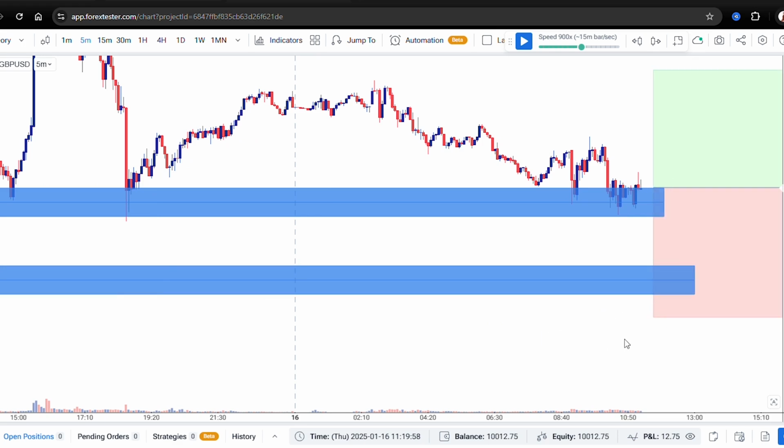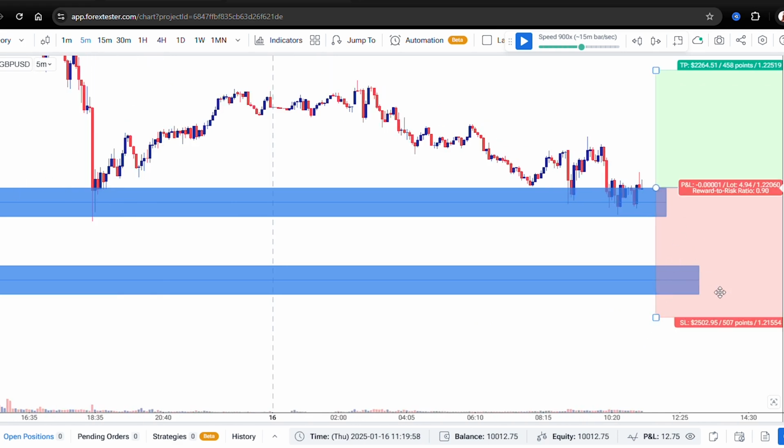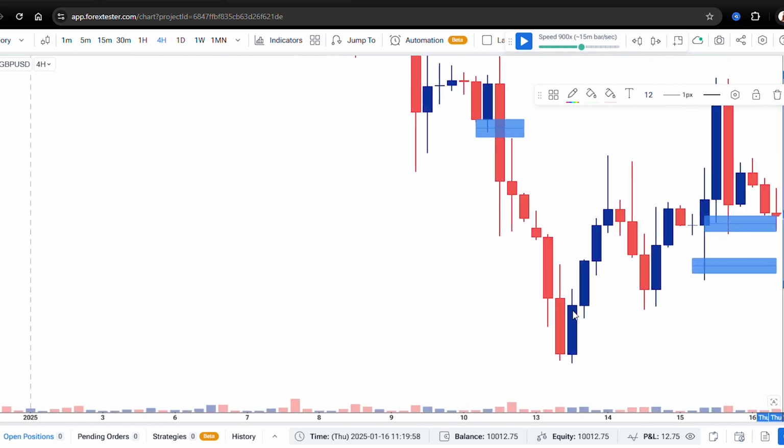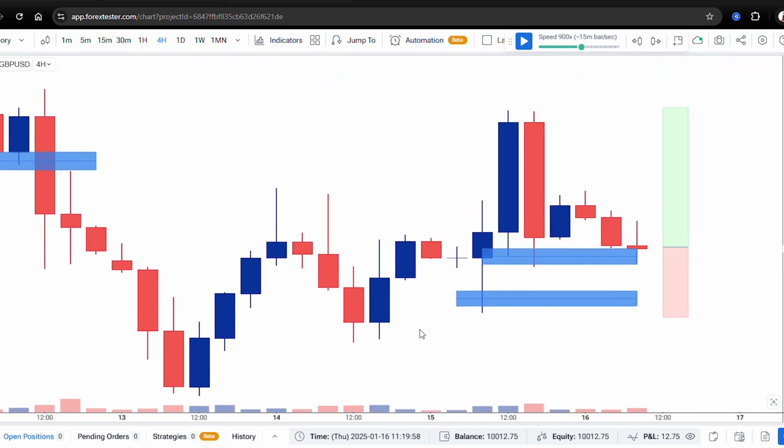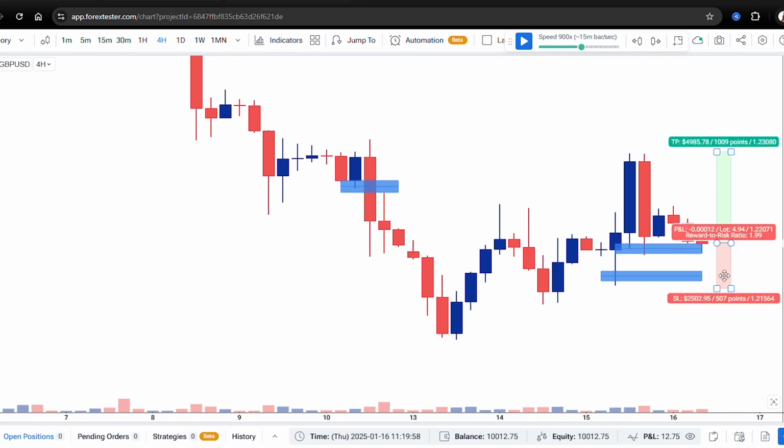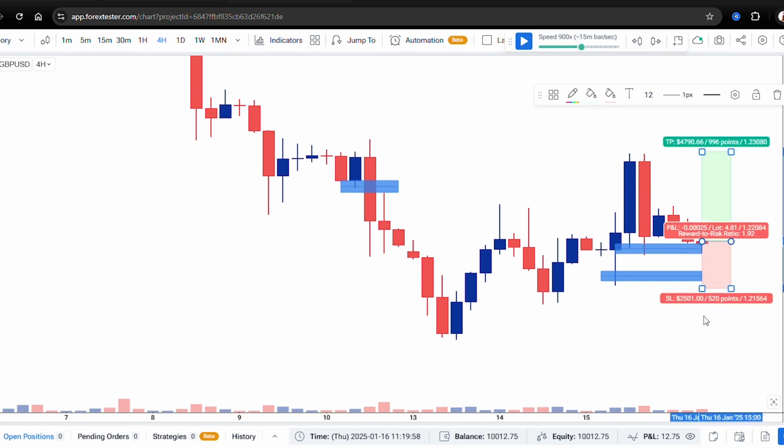But some people will think that, okay, there is a huge gap here. Yes, there is a huge gap from the entry to the stop loss, but the truth is, if you go to a higher time frame, you are going to find out that this gap is so small. And also you can still risk the same amount.